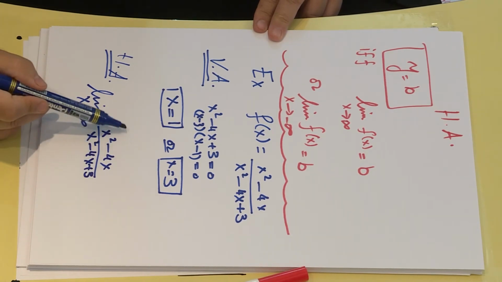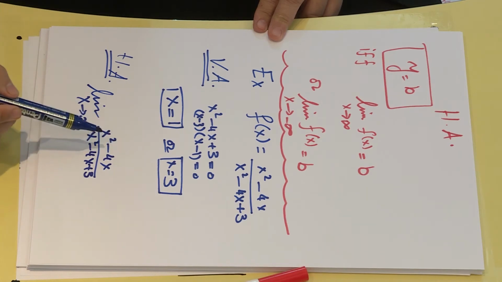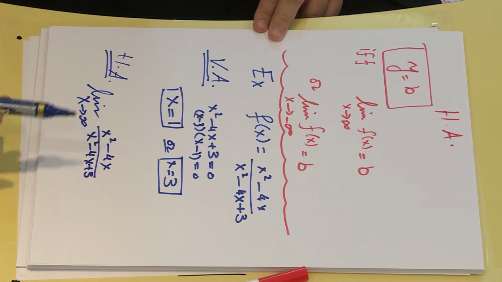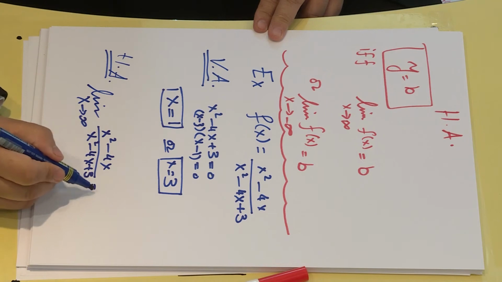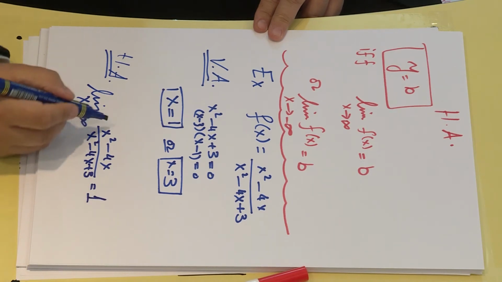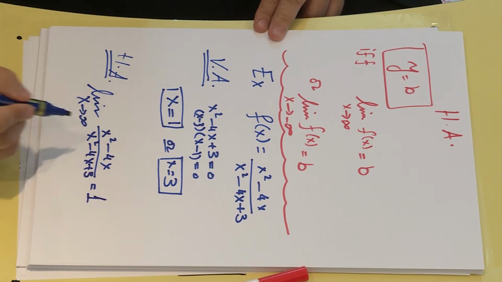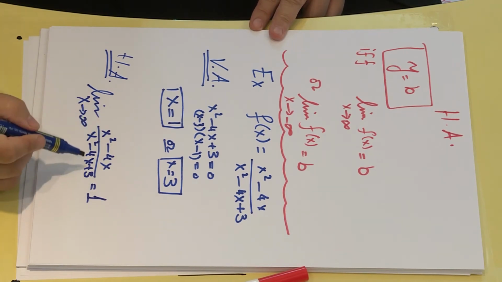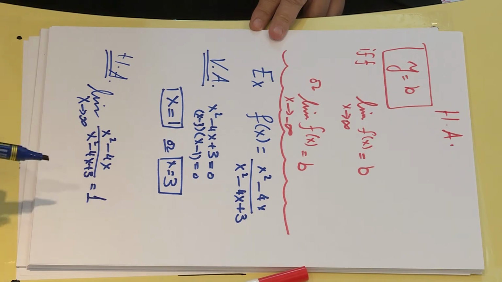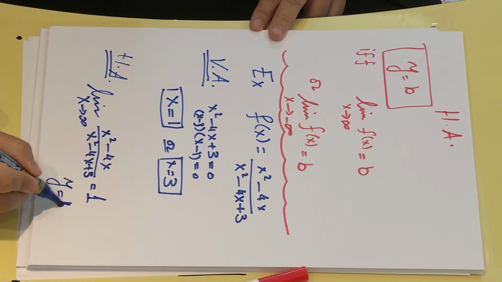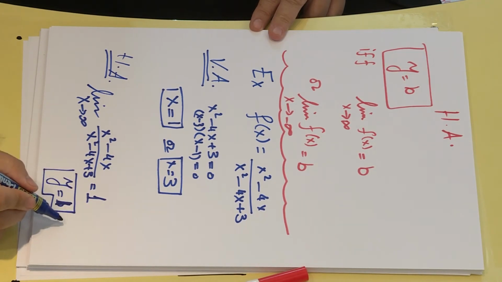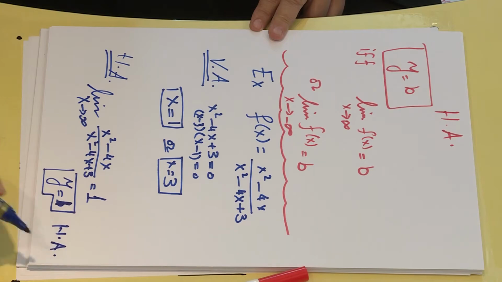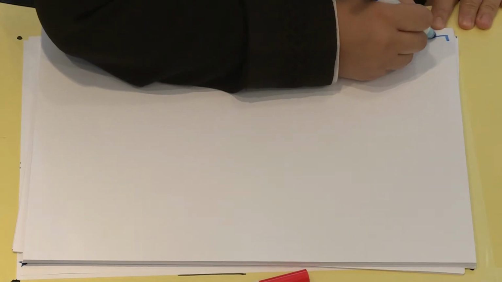We can see that the power in the numerator is equal to the power of the denominator. In such case, the limit is equal to the leading coefficient of the numerator divided by the leading coefficient of the denominator. The leading coefficients here are 1 and 1. So our answer will be 1. So y equals b equals 1, y equals 1 is our horizontal asymptote.